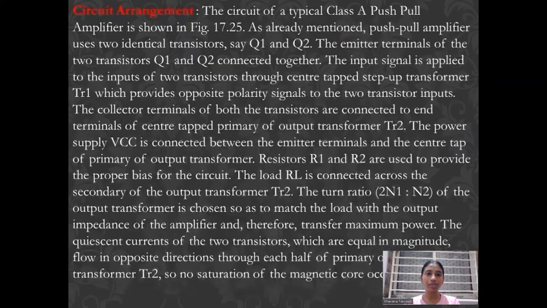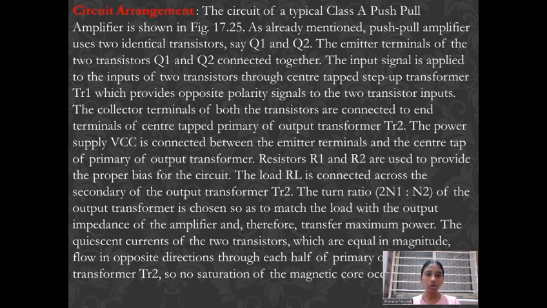So the circuit arrangement of the typical Class A push-pull amplifier is shown in the figure. As already mentioned, a push-pull amplifier uses two identical transistors, let's say Q1 and Q2. The emitter terminals of the two transistors Q1 and Q2 are connected together. The input signal is applied to the inputs of the two transistors through a center-tapped step-up transformer TR1, which provides opposite polarity signals to the two transistor inputs.